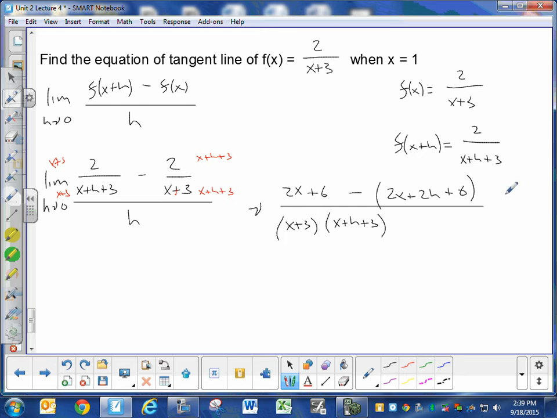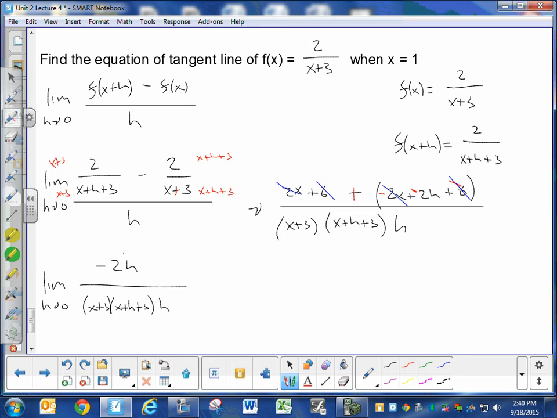And then when we multiply by 1 over h, that's like dividing by h, or I could just move this h into there, and now we have that. Let's see what happens. This becomes a negative 2x, a negative 2h, and a negative 6. When I distribute the negative, the 2x's will cancel. The 6 will cancel as well, just leaving me with the limit as h approaches 0 of negative 2h over (x plus 3)(x plus h plus 3)(h).